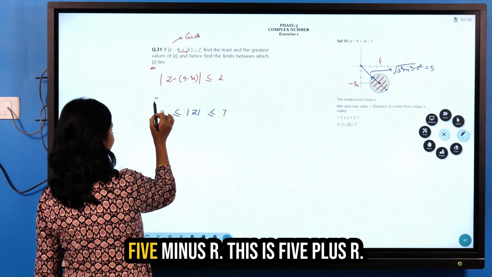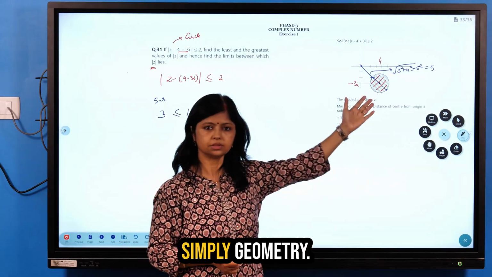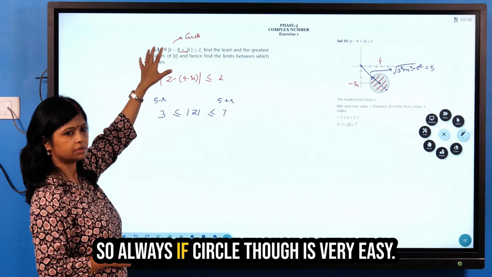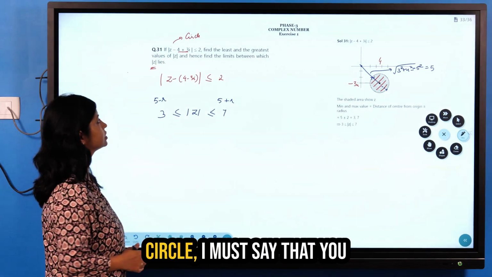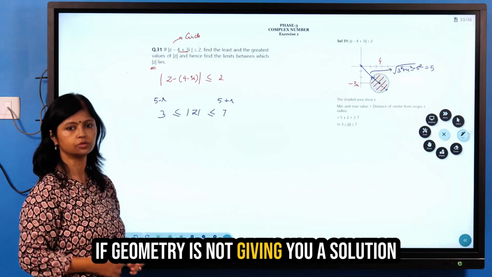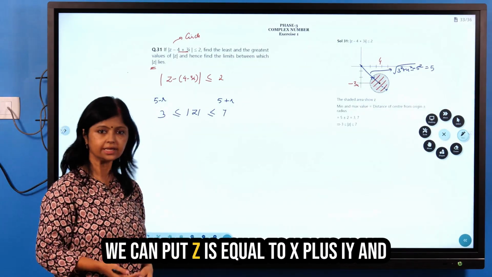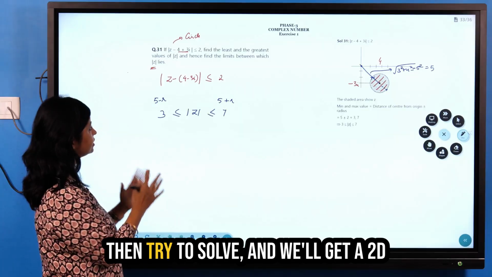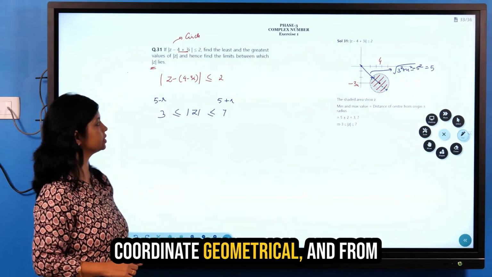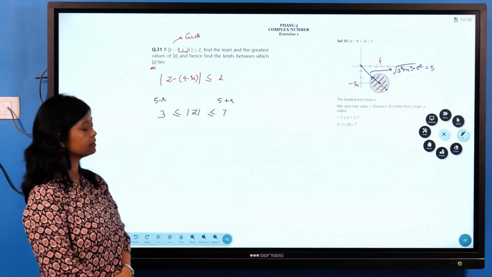So what is this? 5 minus r, 5 plus r. How do we get it? Simply geometry. So always, if it is a circle, I must say that you should first look at geometry. If geometry is not giving you a solution very easily, then we can go on and put z equal to x plus iy and then try to solve, and we'll get 2D coordinate geometry, and from there we will be able to understand. Yes, thank you.